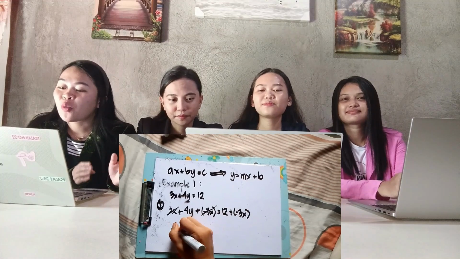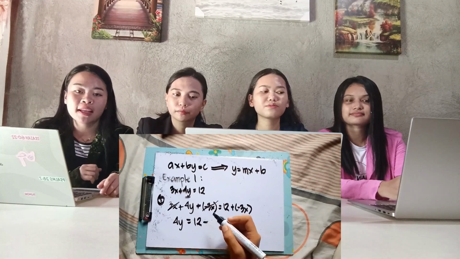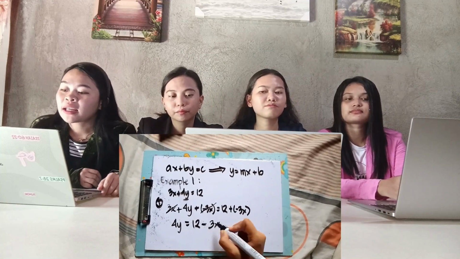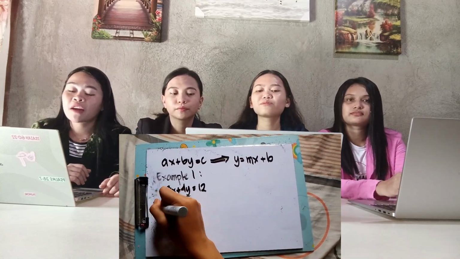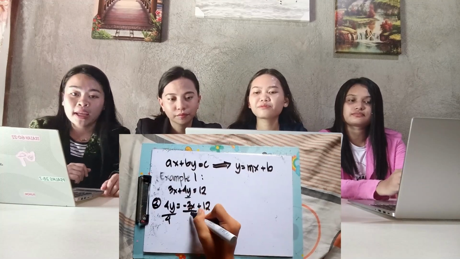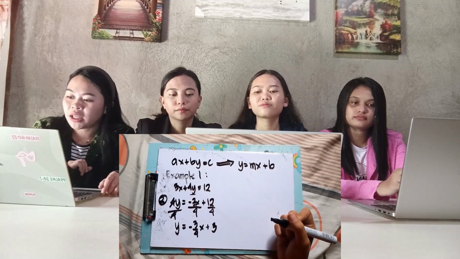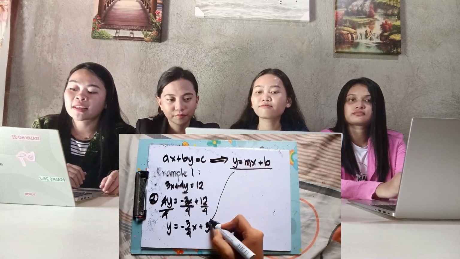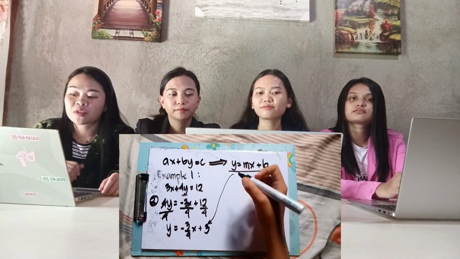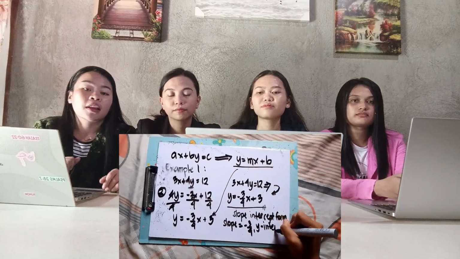First, we need to get y by itself on one side of the equation. So we'll subtract 3x from both sides. It will be 4y equals negative 3x plus 12. Second, to isolate y, we'll divide everything by 4. So it will be y equals negative 3 over 4 x plus 3. So the slope-intercept form is y equals negative 3 over 4 x plus 3. Now we know the slope is negative 3 over 4, and the y-intercept, rather, is 3.